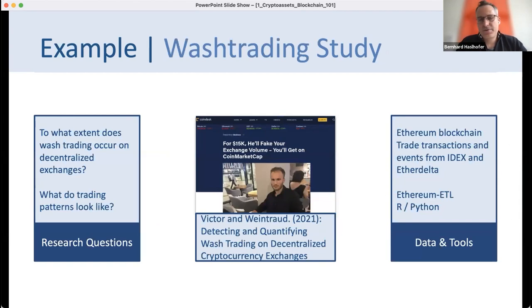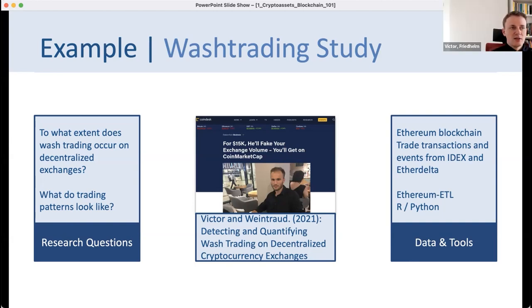The other study, Friedhelm, that's yours. Yeah. So if you look at the picture in the middle, it's a screenshot from an article from 2019 that states for $15,000 you'll fake your exchange volume and you will get on CoinMarketCap. So this was an article basically saying it's possible to get your own token listed on one of the most visited websites, namely CoinMarketCap, to get some popularity, to receive some attention. And the way this works is that trading volume on centralized exchanges is being faked. So they create multiple accounts and just trade with each other.